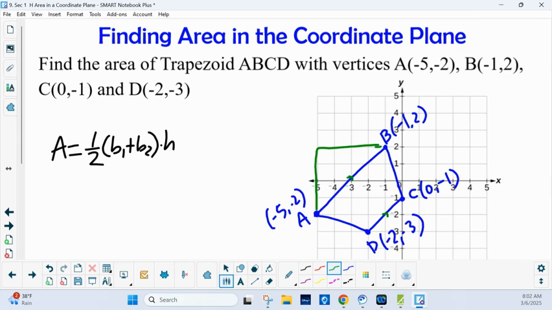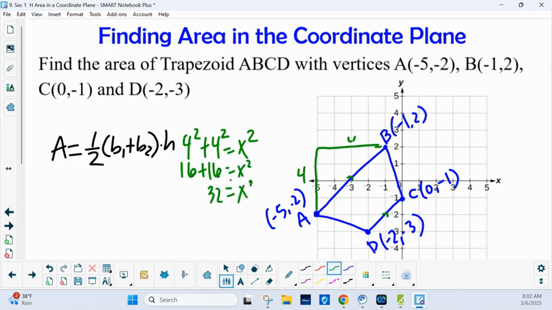How long is the vertical base? Or side, sorry. It's 4. How long is the horizontal? It's also 4. So we can do leg squared plus leg squared equals that hypotenuse squared. That will give us the length of the longer base. So 16 plus 16, 16 and 16, 32. Square root it. Let's go to the nearest hundredth today just to get a little more accuracy.